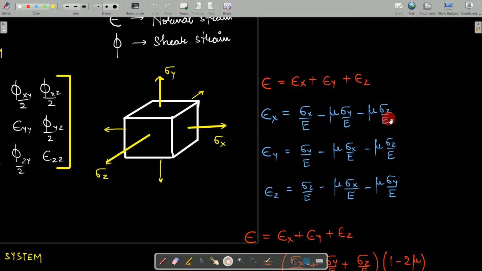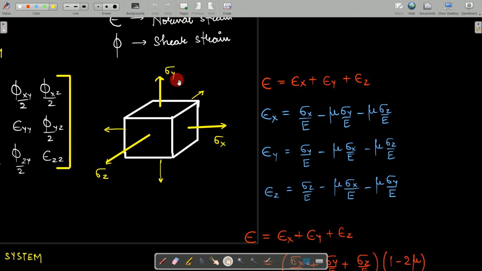So in order to incorporate all those concepts of normal strain, Poisson's ratio, and lateral and linear strain, epsilon x will be given as sigma x by E minus mu times sigma y by E minus mu times sigma z by E. Why is this negative and negative? Because if you are pulling something along the x direction, then in the other two perpendicular directions, y and z, what is going to happen?